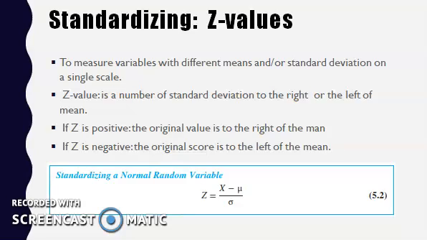Remember about the curve, yeah? In the curve, we find the left and the right. In the center of the curve is mean, the average of the data occurred. If Z is positive, the original value is to the right of the mean. If Z is negative, the original score is to the left of mean. So the higher Z, it will go to the right, but the lower Z, close to negative, it will go to the left of the mean.